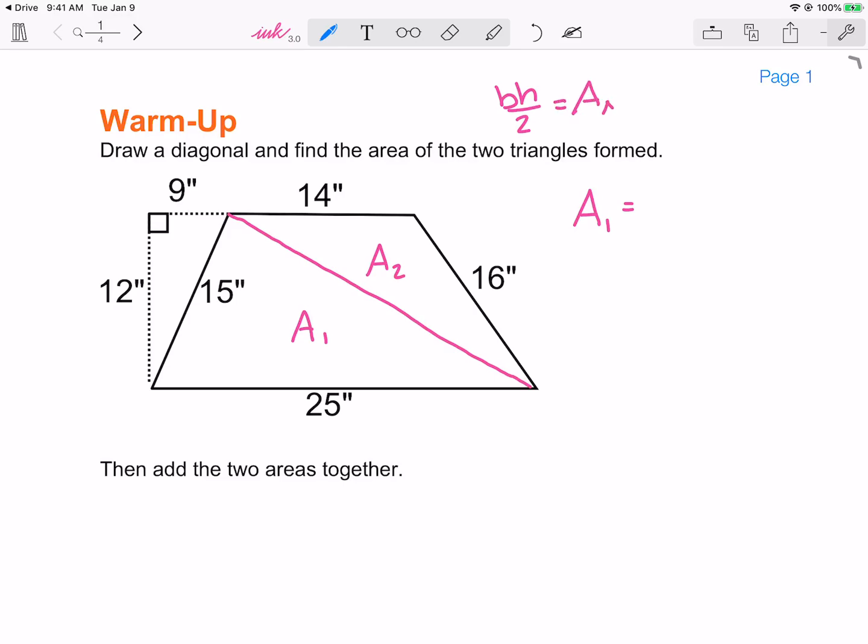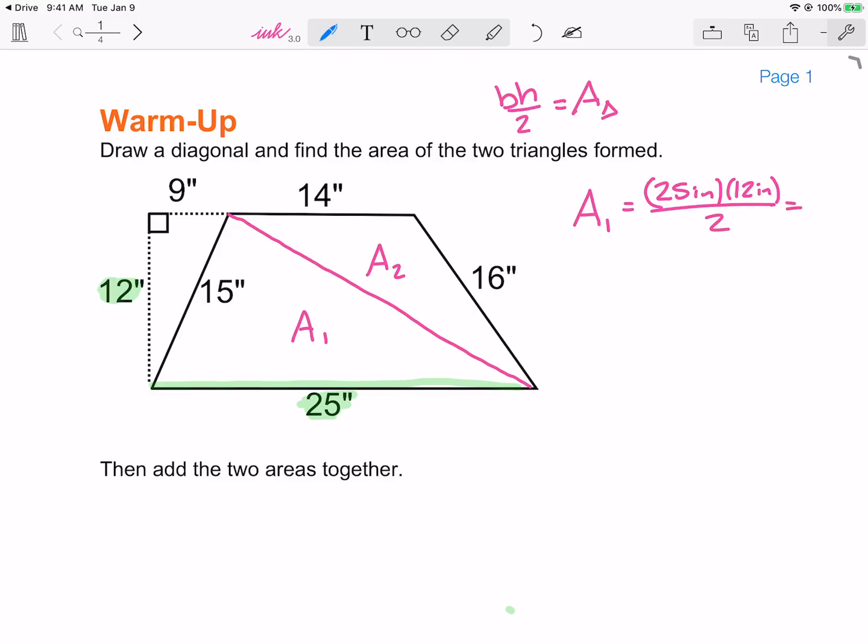So that's equal to the area of a triangle. So I need to identify my height. Well, if this is my base, this length right here, I have to figure out what that's perpendicular to. Well, it's not perpendicular to the 15. It's not perpendicular to the diagonal I drew, but it is perpendicular to this 12. So I will do 25 inches times 12 inches and divide that result by 2.